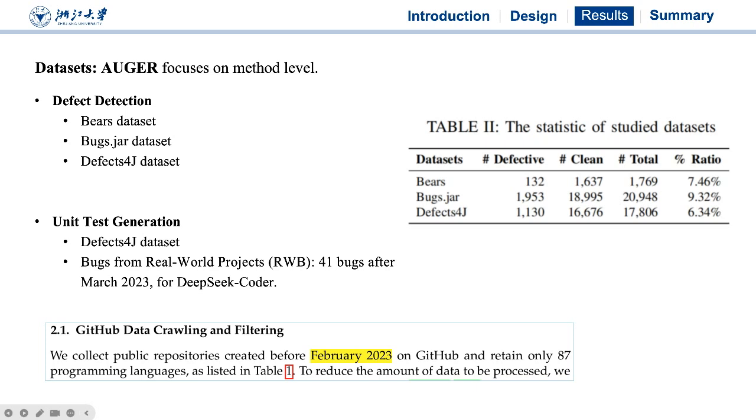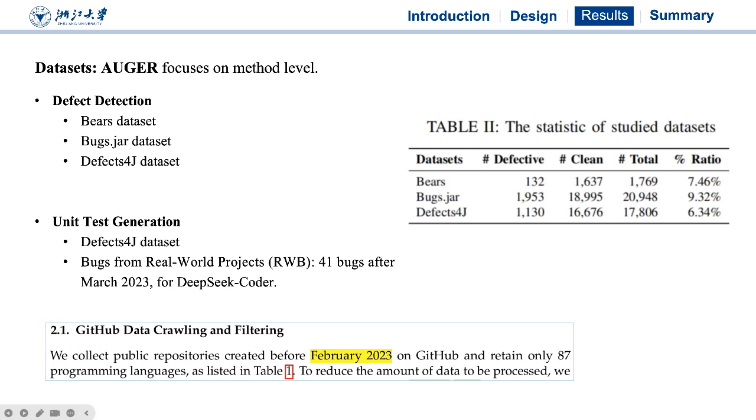In the defect detection experiment, we used 3 datasets, namely Bears, BugsJar, and DefectsForge. In the unit test generation experiment, we used Defects4J and the dataset we collected from GitHub projects ourselves. This dataset was used to assess data leakage issues. We collected data after the time point of the large model training data. It is March 2023 for DeepSeek Coder.